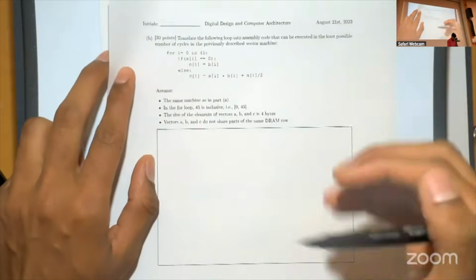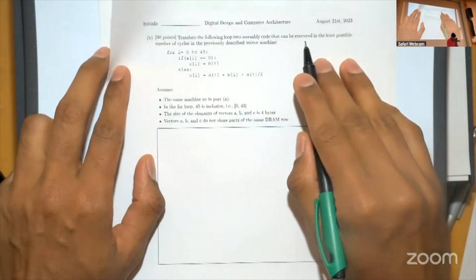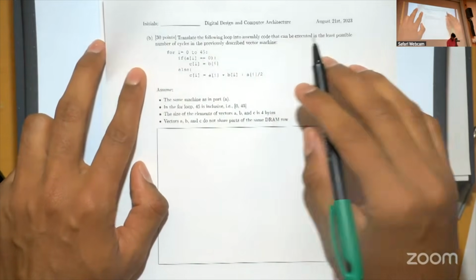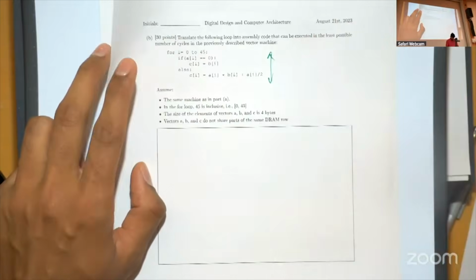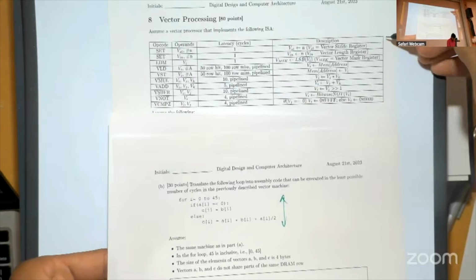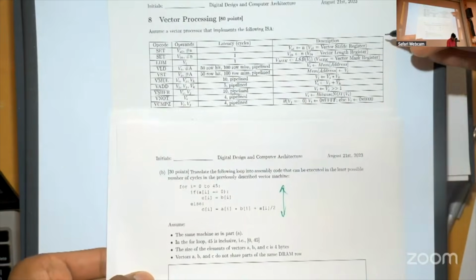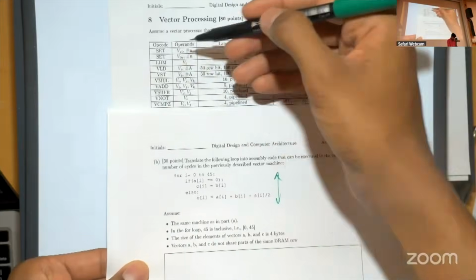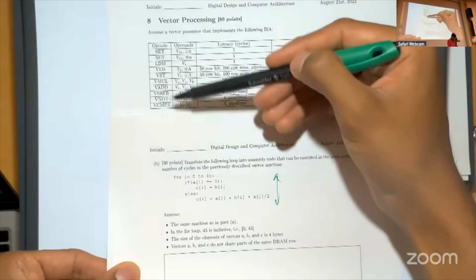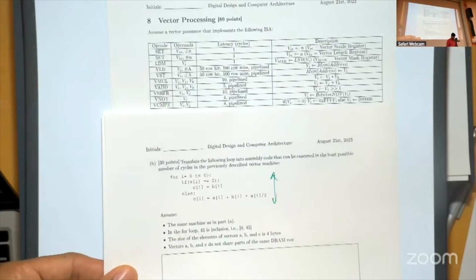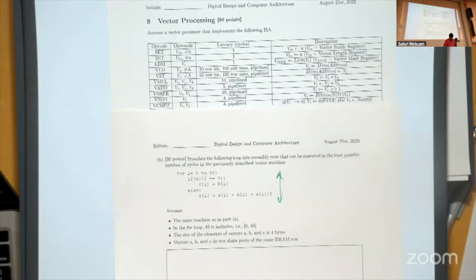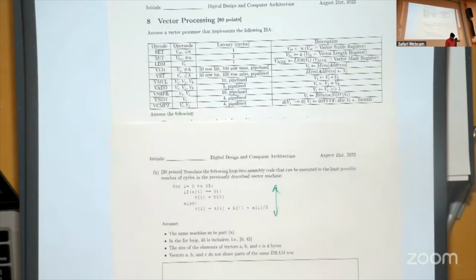For the second one, translate the following loop into an assembly code that can be executed in the least possible number of cycles in the previously described vector machine. So you have this code, and we have an instruction set here in the main question. They basically want us to unroll this C program into the set of assembly instructions. You've seen something similar in DDCA labs where you wrote assembly. But this is with vector instructions.